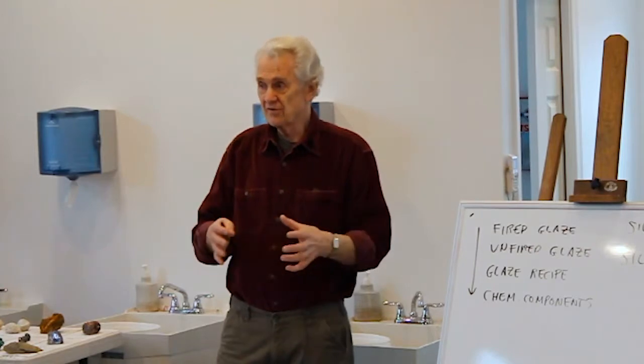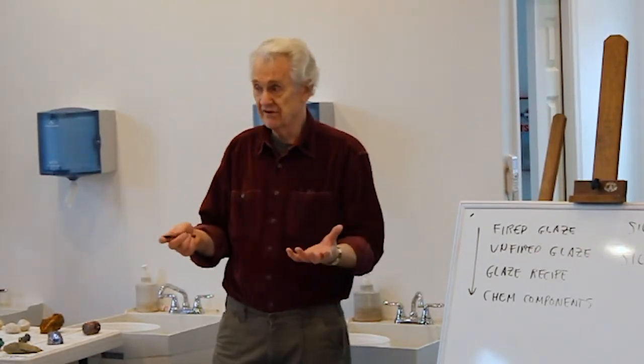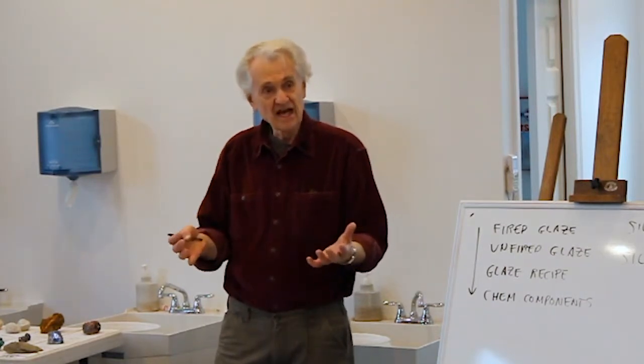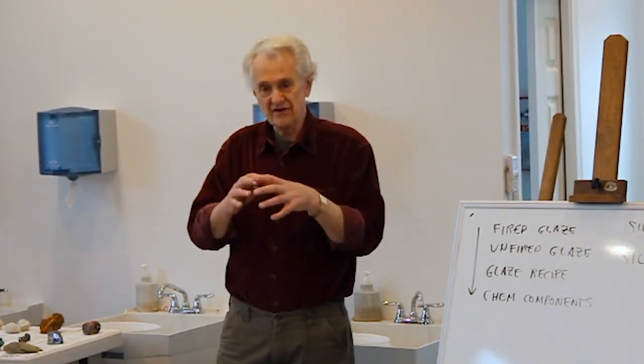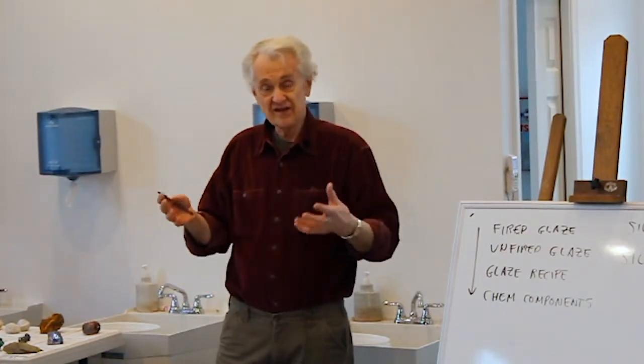So we start off with materials, this mixture of powders or this mixture of ingredients that are actually crystalline materials, different minerals and chemicals. We heat it up and it all melts together and becomes completely homogeneous, and then it freezes and we have this glass. And that's our glaze.